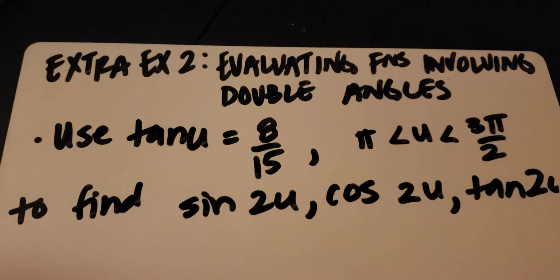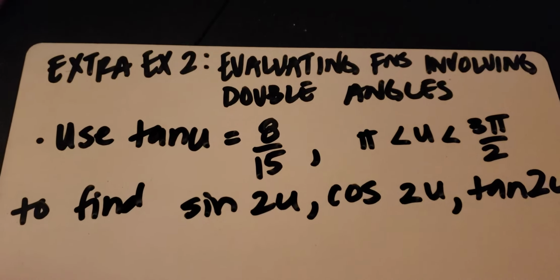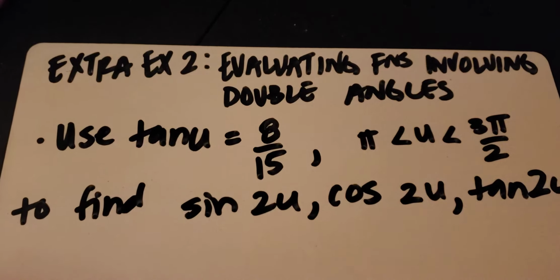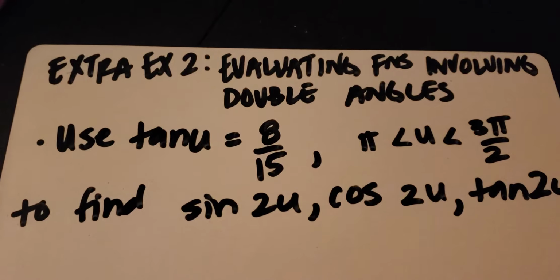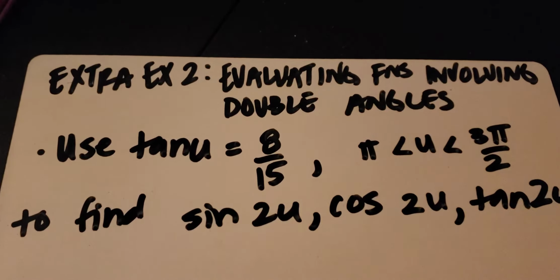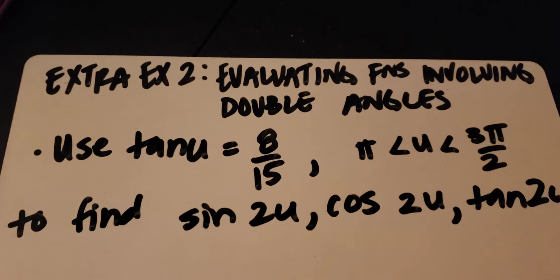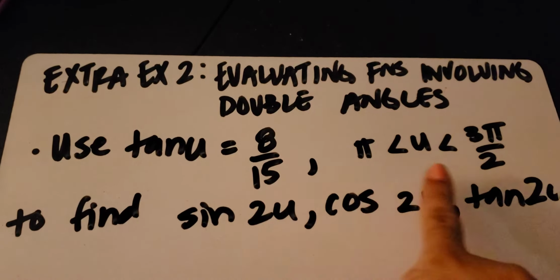All right, boys and girls, we're moving on to example 2. And in example 2, we're doing evaluating functions involving double angles. So we're going to be evaluating this one. If you notice, tangent of u is 8 over 15. And of course, they restrict our domain between pi and 3 pi over 2. Okay, so our angle is restricted here.